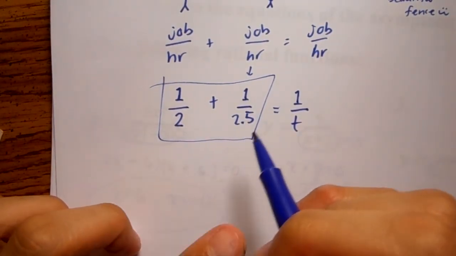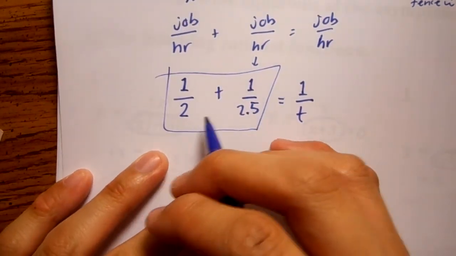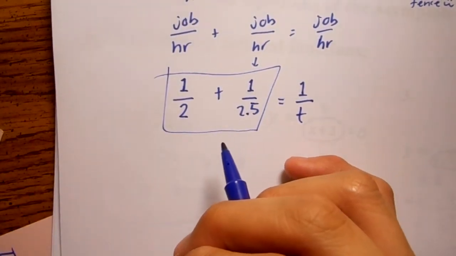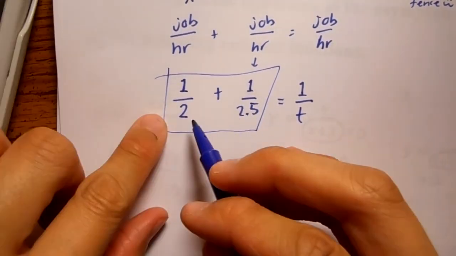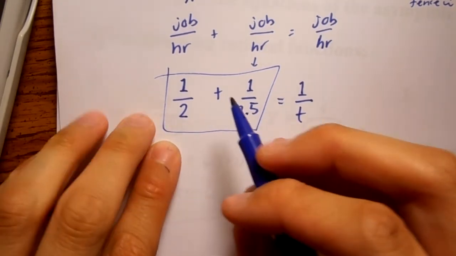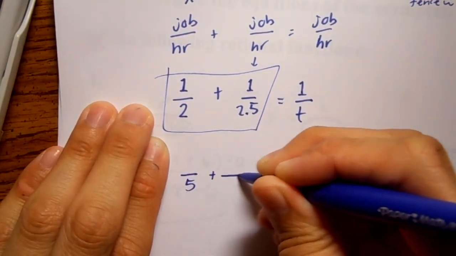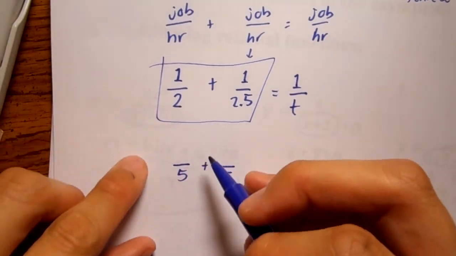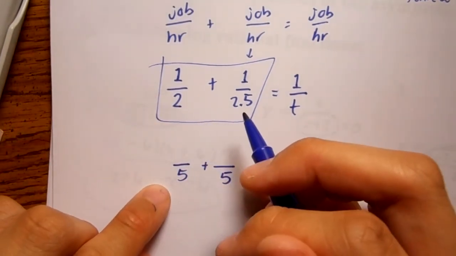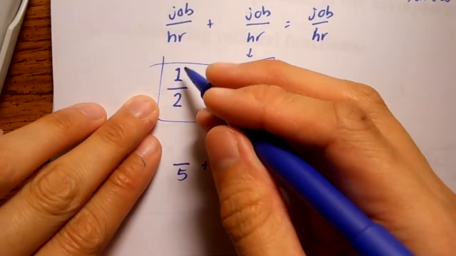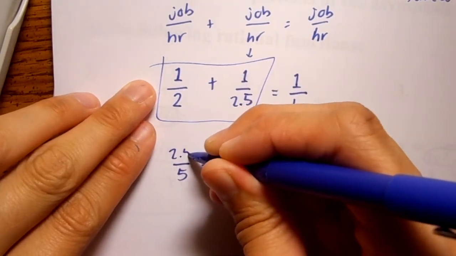So I've got to simplify this down into one fraction. I don't know what the least common denominator is, so I'm just going to multiply. 2 times 2.5 gives me 5. Okay, so I'm going to put it over the common denominator of 5. 2 times what gives me 5? Well, 2 times 2.5 gives me 5. So I'm going to multiply the numerator by 2.5.